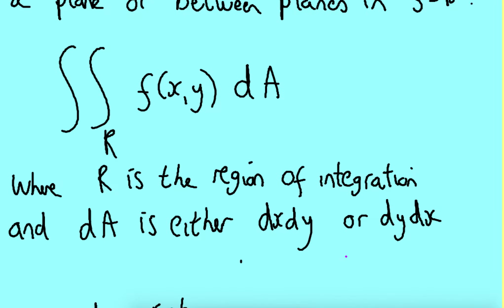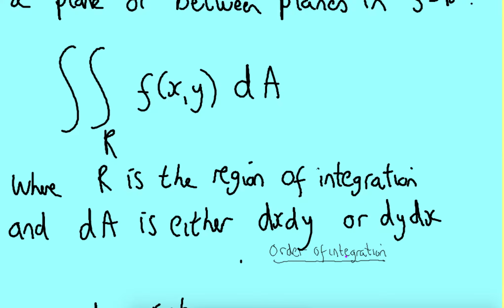Right, so as it says here, R is a region of integration, so that's normally a plane, and dA is either dx dy or dy dx depending on the order of integration. Okay, that totally depends on your order of integration. You do it in the order that it looks like. If your dx comes first, you're integrating your x first, then you're integrating your y's. If dy comes first, that means you're integrating your y's, and then you're integrating your x's.